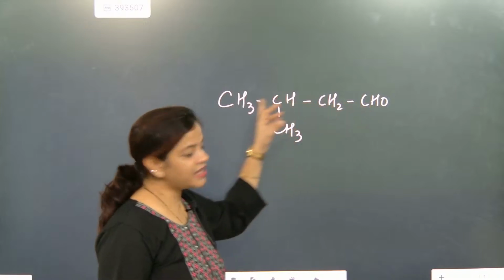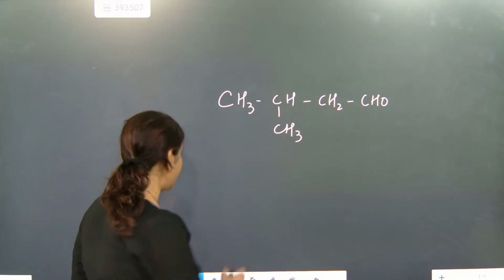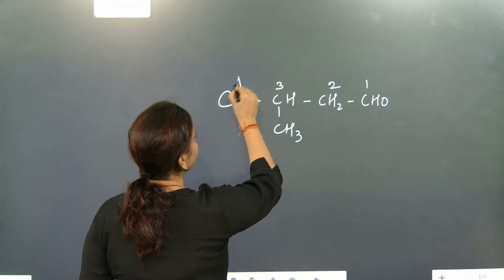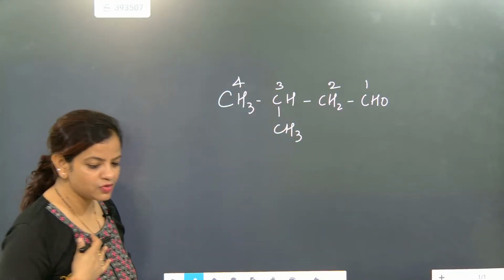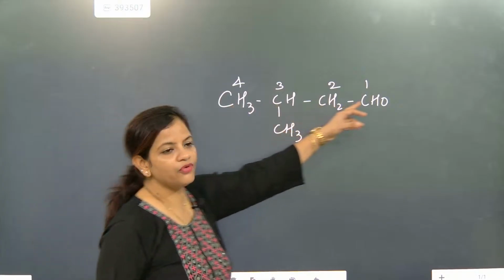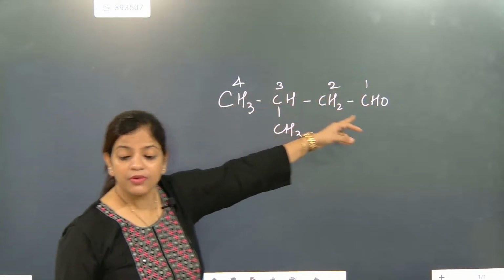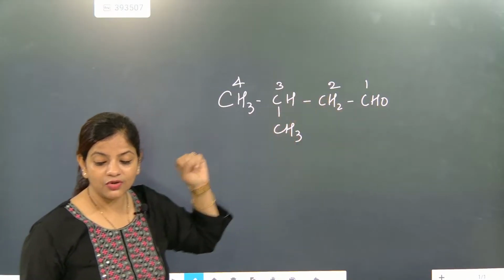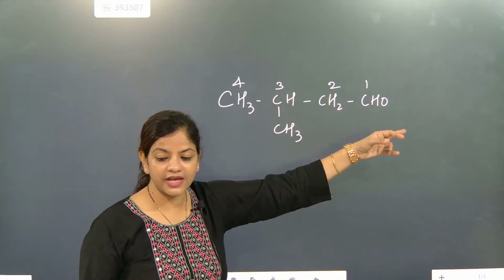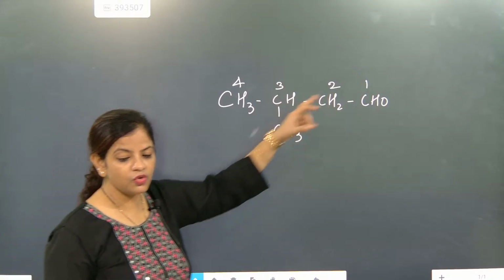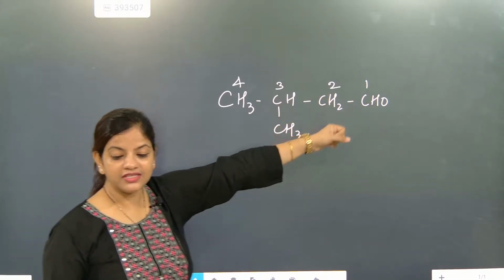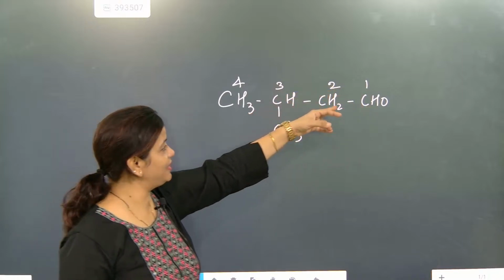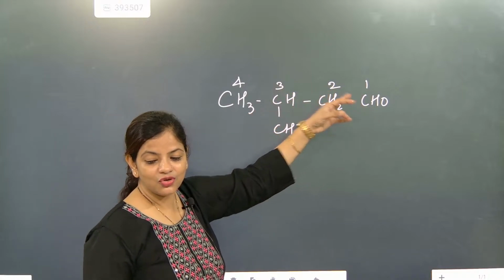Now look at this side or this side. Which side are we going to start numbering from? We are going to start numbering from here: 1, 2, 3 and 4. Absolutely. So from 4 we are going to do it, because the main functional group is here, right to left. Since the main functional group is here, we start from here. So now look here, CHO from here to here.